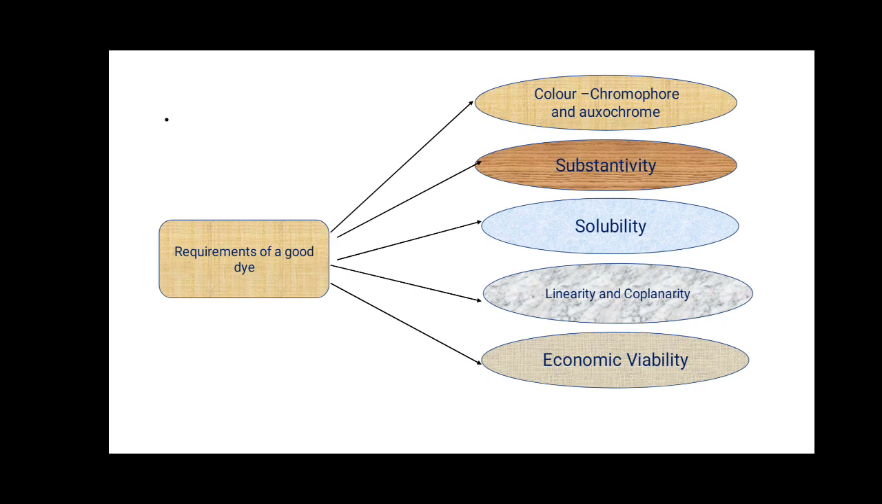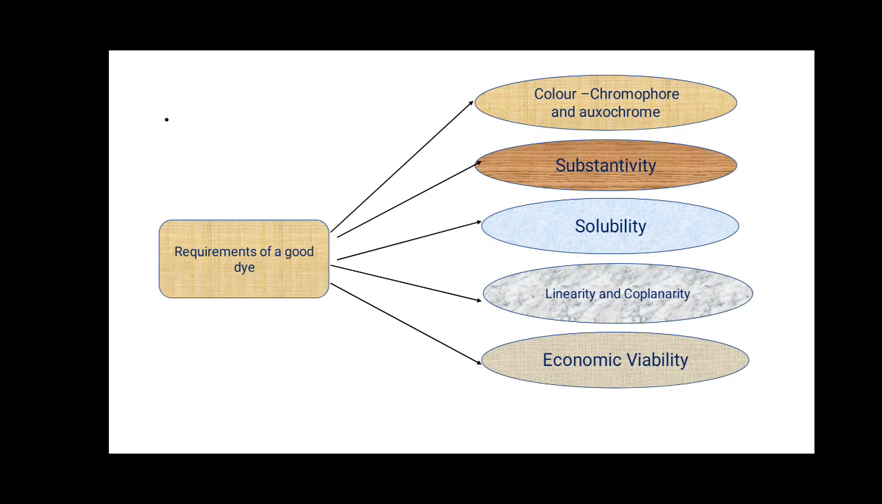Economic viability is an important requirement of a good dye. The cost of a dye is very important. It depends upon which raw materials are used. If the raw materials are cheaper, then the cost of the dye is low. So it is a requirement of a good dye.